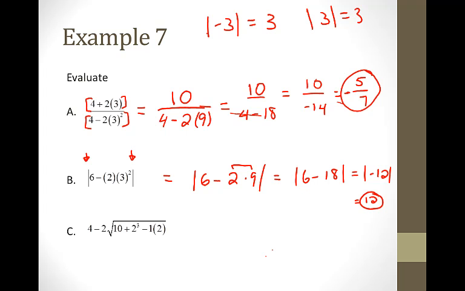The last one, we have a square root. Again, it sort of serves as a grouping symbol. We do everything in here underneath the square root. So 4 minus 2 times the square root of, and again, we obey order of operations here. 10 plus 2 cubed, so 2 cubed is 8. So I'm going to have 10 plus 8, and then negative 1 times 2 is minus 2.